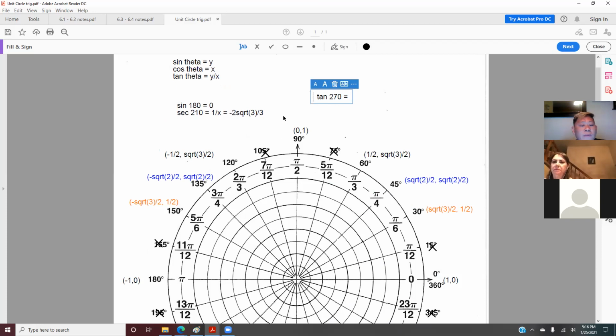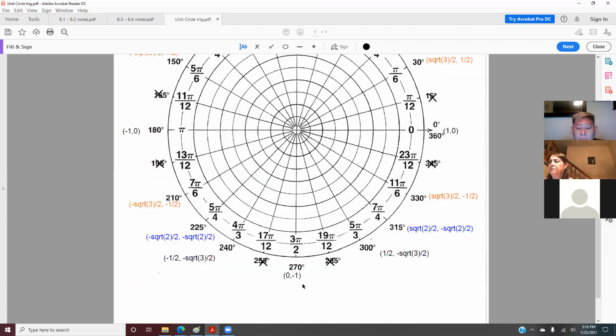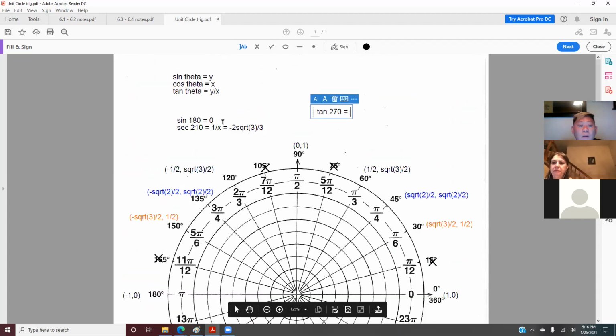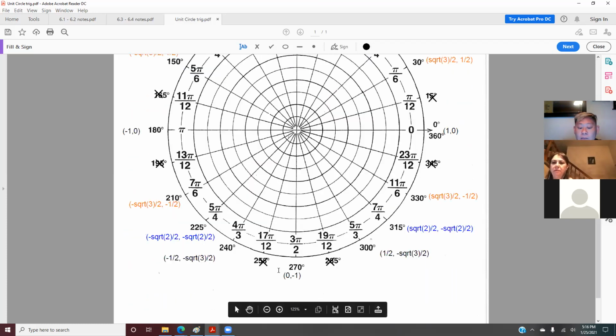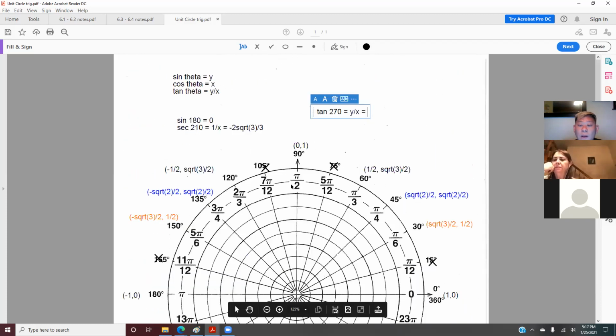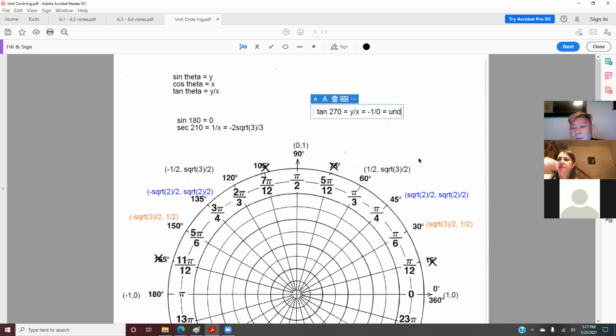Tangent 270. 270 is this one, right? And tangent is what? Y over x. And what is the y value in this case? Negative 1 over 0. And what happens when you have negative 1 over 0? This is undefined.